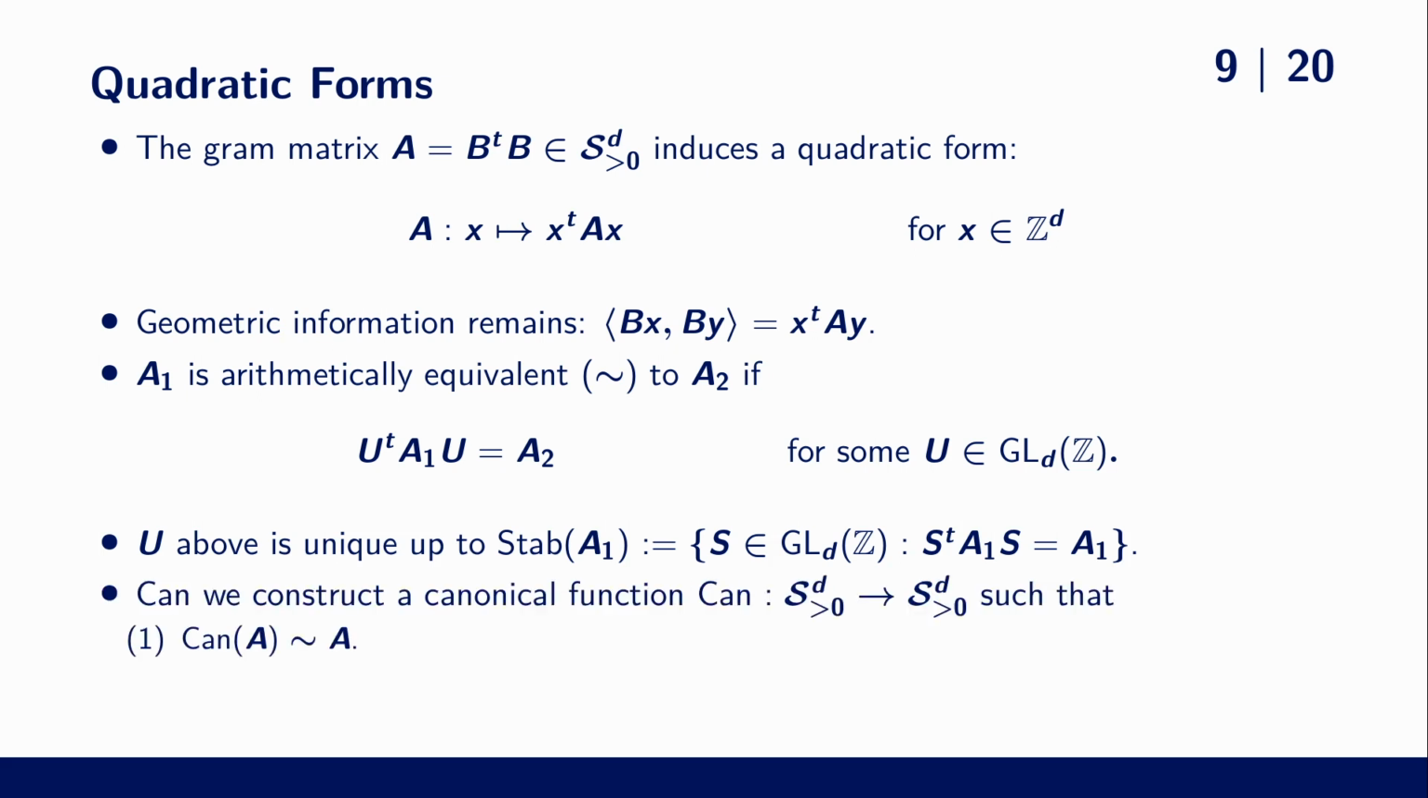Now our main goal is to construct a canonical function, and this should satisfy two properties. First, the output of a canonical function should be arithmetically equivalent to the input. And secondly, if two forms are arithmetically equivalent, then their canonical form should be the same. We can slightly rephrase the second property using the first by saying that the canonical form should be independent of any unimodular transformation on the input.